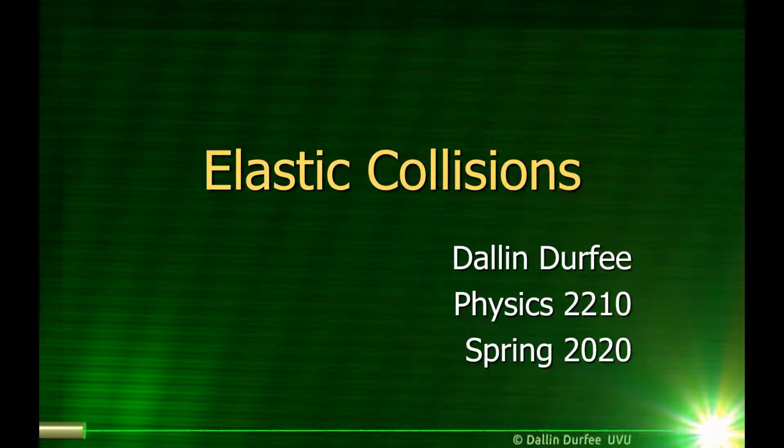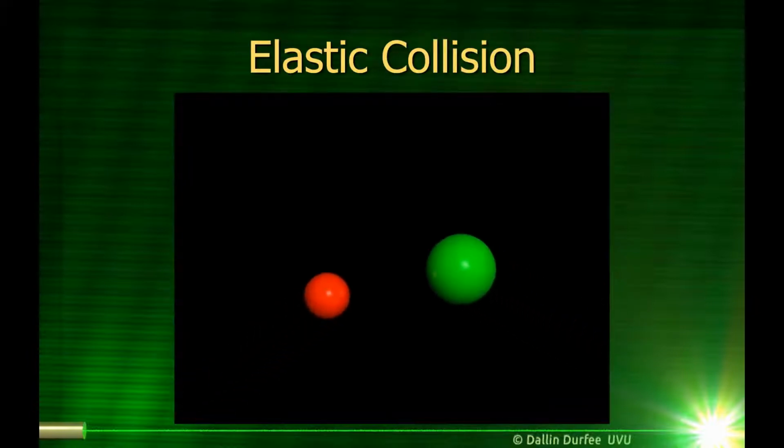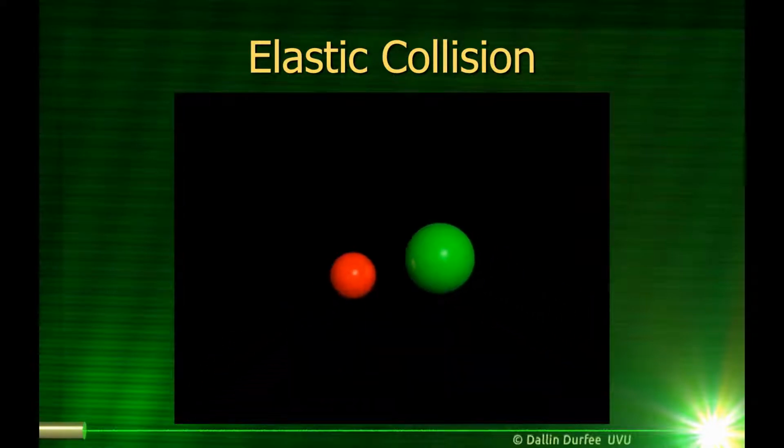In the previous video, we talked about inelastic collisions, and we solved the problem for completely inelastic collisions. Today, we're going to deal with elastic collisions. So an elastic collision is when things interact with each other and kinetic energy is conserved.